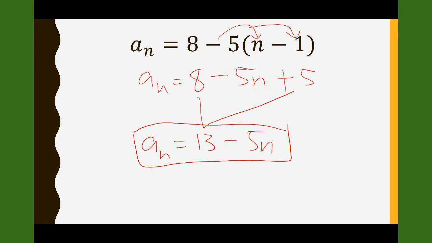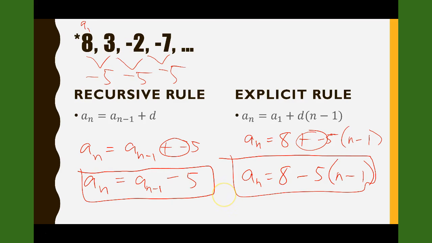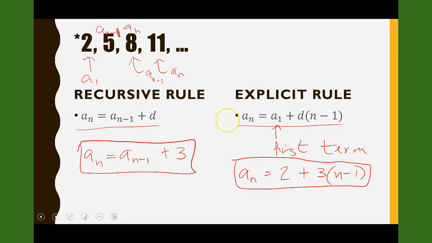And we're all done. Now, let's go back to this one. For example, why do we have an explicit rule and a recursive rule? The idea with the recursive rule is if you know the number before it, then you can find the next term by, in this case, adding 3. So, for example, after 11, we can easily find the number after it by adding 3. So the fifth term will be 14.